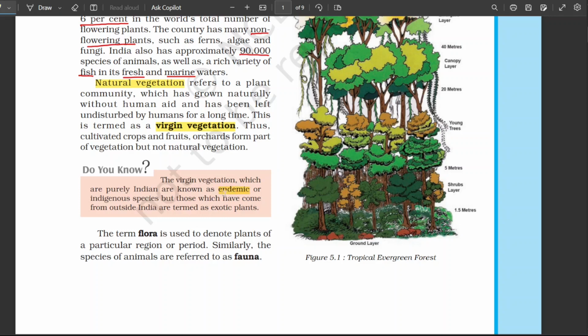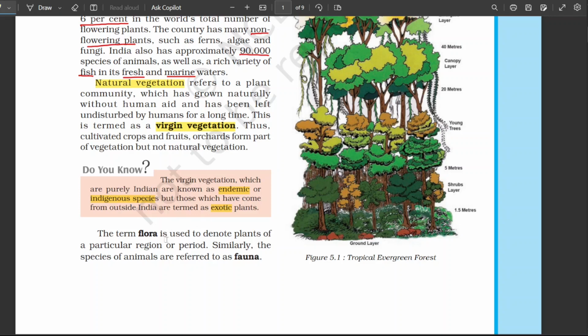The virgin vegetation which is purely Indian is known as endemic. So endemic किसको बोलते हैं? Whichever vegetation is present only in a particular region, that plant or species will become endemic to that region. In the case of India, it will be endemic to India, or indigenous species. So any species which is found only in India will be endemic to India. Indigenous भी बोलते हैं इसको, native भी use कर देते हैं term, but those which have come from outside India are termed as exotic. India या फिर किसी भी region के लिए true है, if इंडिया से किसी दूसरी जगह पे कोई प्लांट स्पीशीज जाता है तो that will be exotic for that place and it is native for India. So foreign species are exotic.